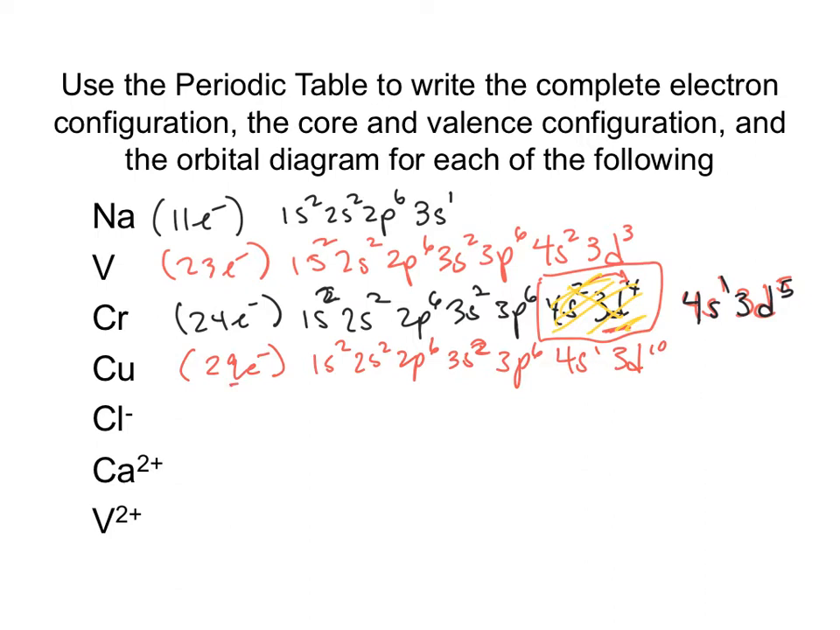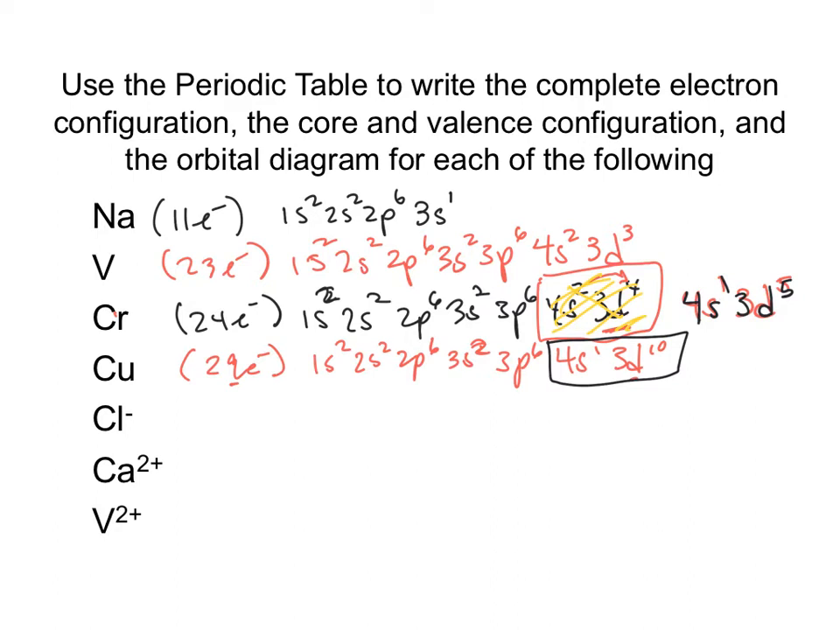And notice the 9 here. If this were not an exception, there would be 9 in the 3d subshell. So this is an exception right here. So I want you to know these 2 exceptions.